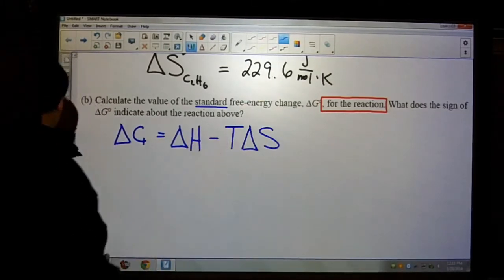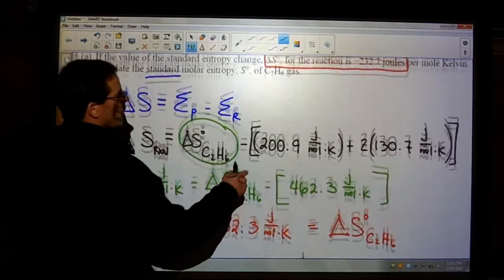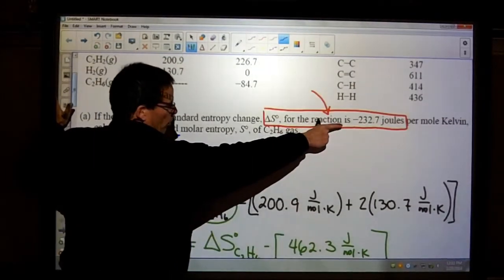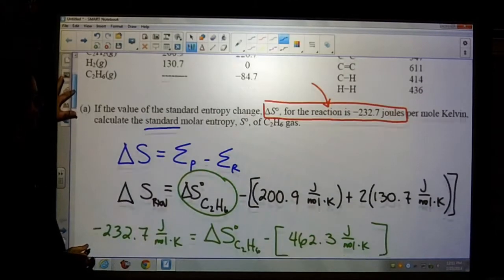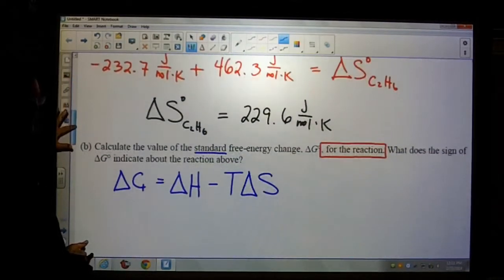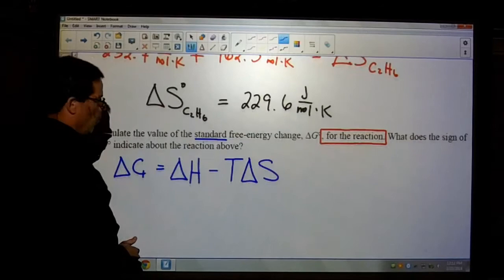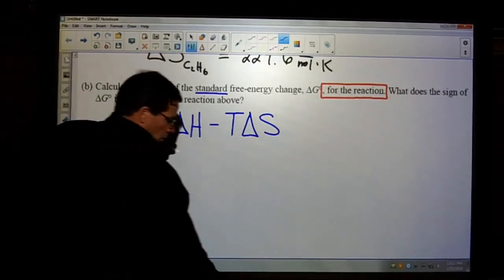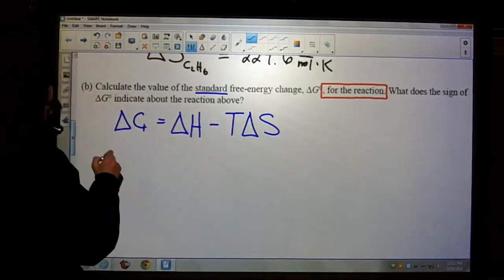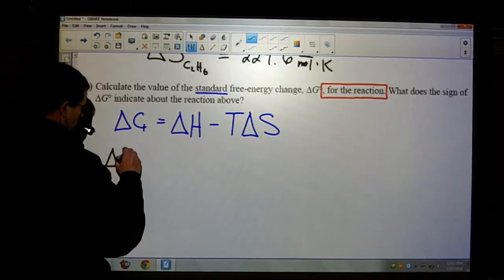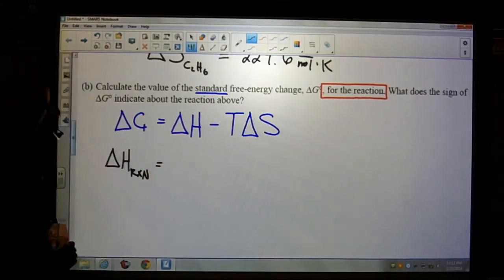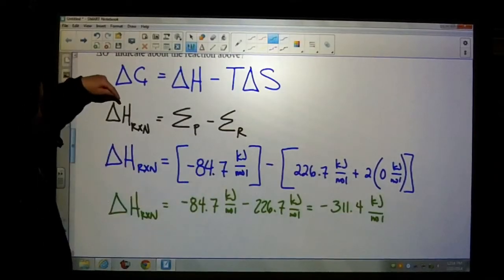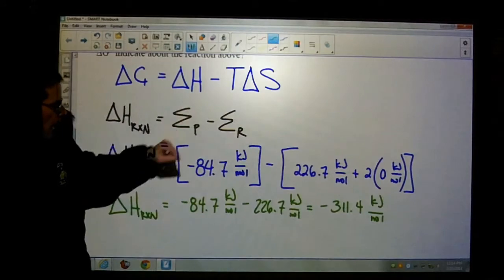Our delta S is right up here in the previous part of the question, so we already have that value given to us. What we do not have is our delta H. So we need to find out what the enthalpy is. So what we need to do is calculate delta H. And we do have all the information to help us calculate delta H for the reaction. So let's do that. Calculating delta H, again, delta H is the products minus the reactants.